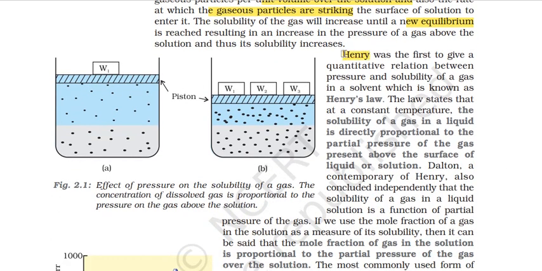Henry banda jo tha, he was the first to give a quantitative relation between pressure and solubility. Fine. उसने क्या बोला, और इसी के लॉ को we call it Henry's Law. The law states that at a constant temperature the solubility of a gas in a liquid is directly proportional to the partial pressure of the gas present above the surface of liquid or solution. हमारे पास गैस obviously liquid solution के ऊपर ही होगा, उसके ऊपर जितना भी वो pressure exert कर रहा है, जो उसका partial pressure है, उसके directly proportional होने वाला है उसकी solubility. That is, whatever amount of pressure it has, it is directly proportional.